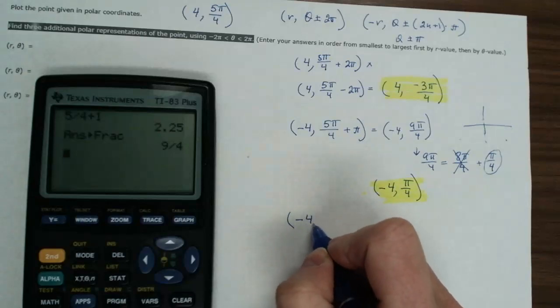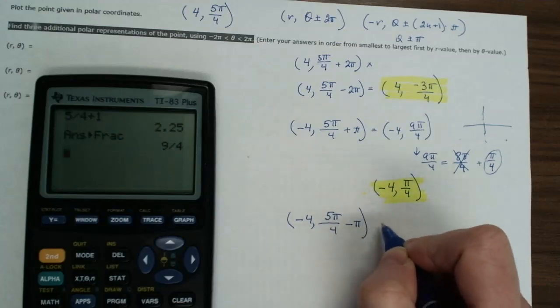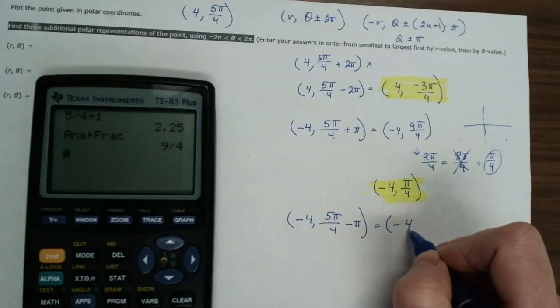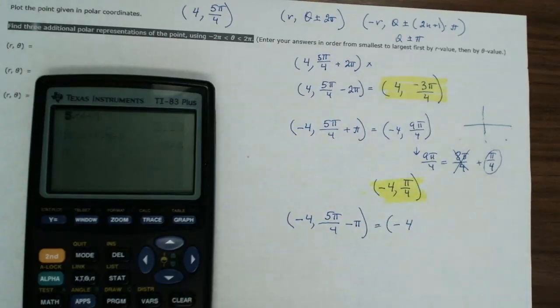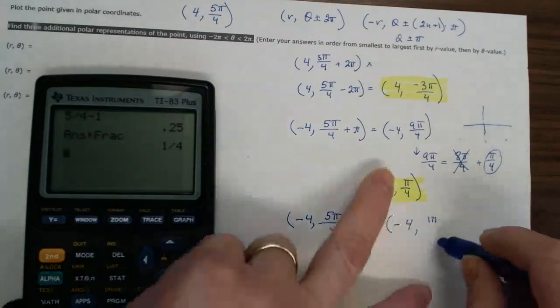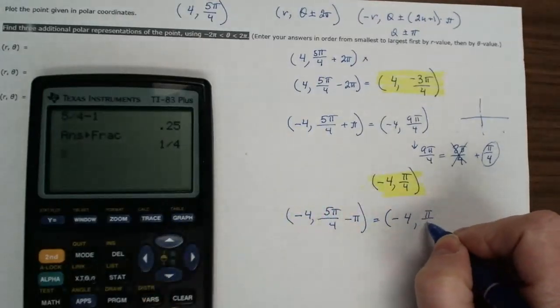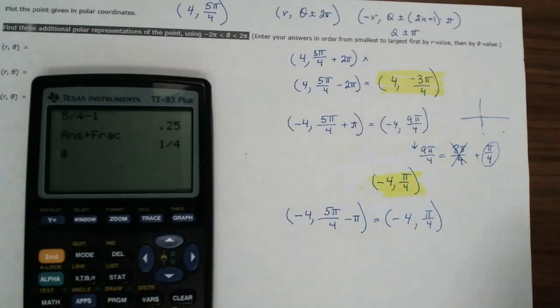Okay, let's look at negative 4, 5π/4 minus π. So the point will be 5 over 4 minus 1. And this looks good. Math, enter, enter. It will be 1, or just π. We don't need to put the coefficient 1 in front of π. π/4. But we have this answer already.